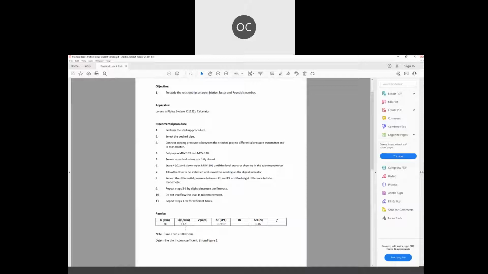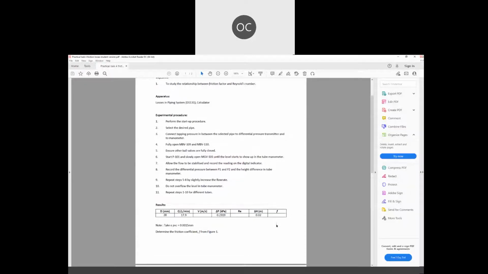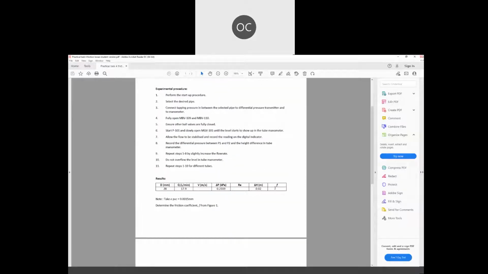You have the Q value here, and you have the pressure difference denoted from the manometer, and then the X value here, delta H, the manometer levels, the water level. So you need to try to obtain the F value, the friction value.